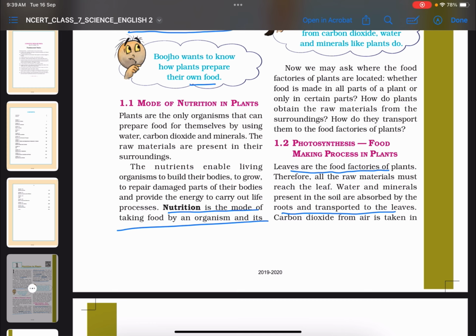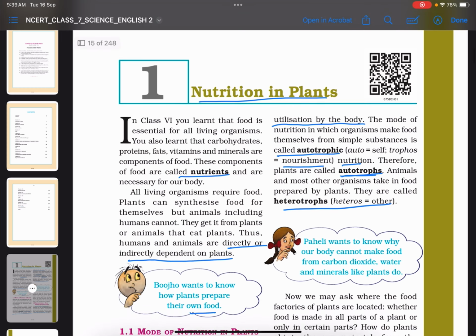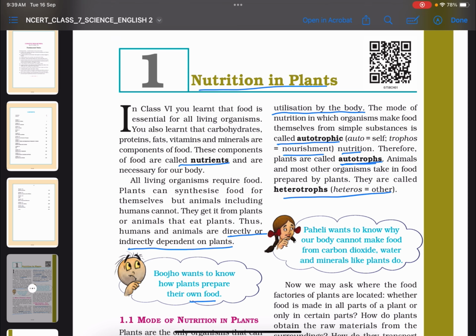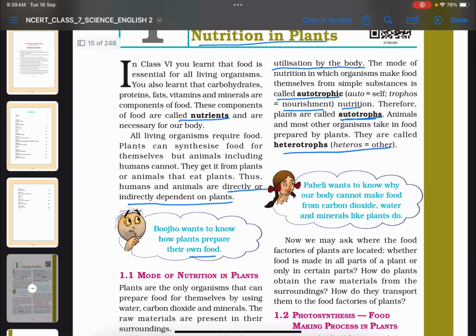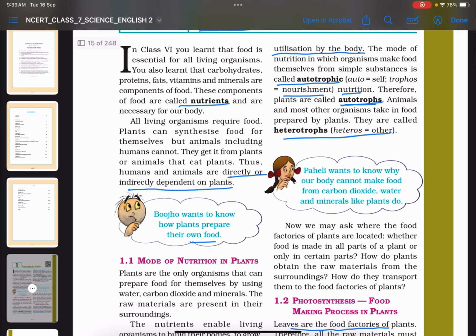Nutrition is the mode of taking food by an organism and its utilization by the body. The mode of nutrition in which organisms make food themselves from simple substances is called autotrophic. Auto means self, trophos means nourishment, nutrition. Therefore, plants are called autotrophs.